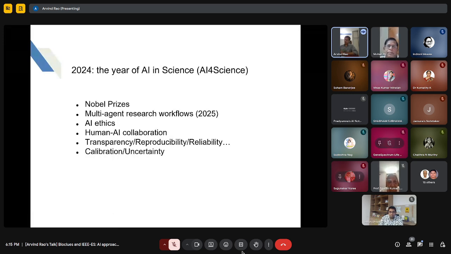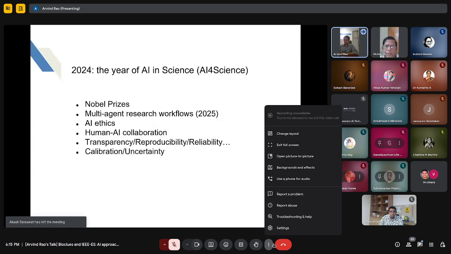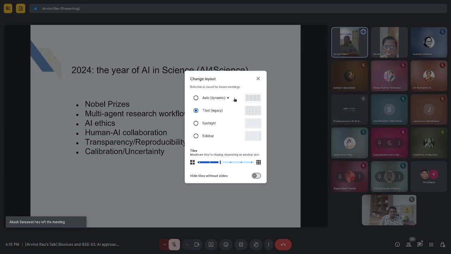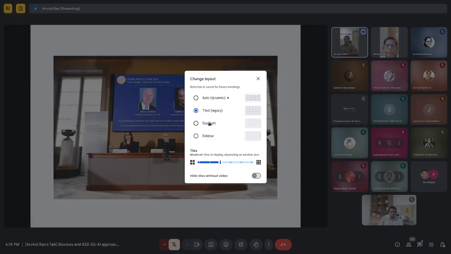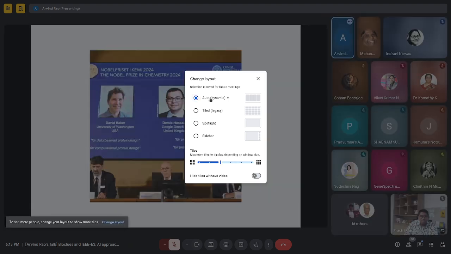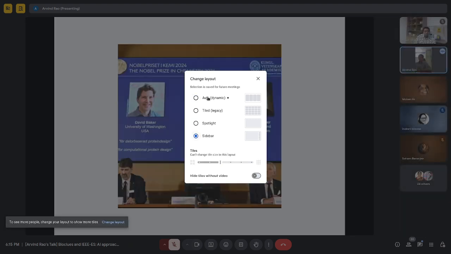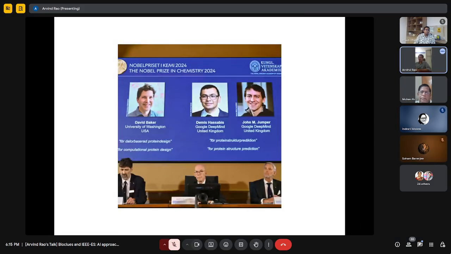I think the biggest fact about AI in the past year has been that last year we had two Nobel Prizes for AI in science, one in physics and one in chemistry. The physics one was for the Hopfield neural networks, and the chemistry one is for discovering protein structure. So very quickly, AI has become mainstream in a variety of biological applications.